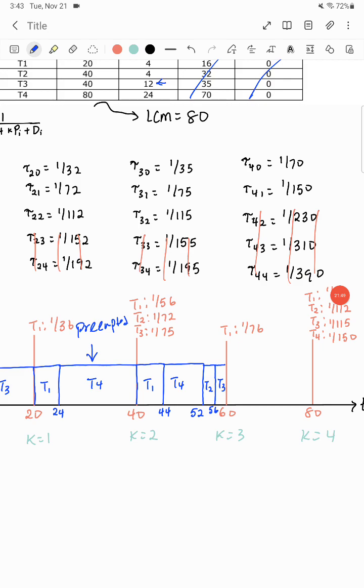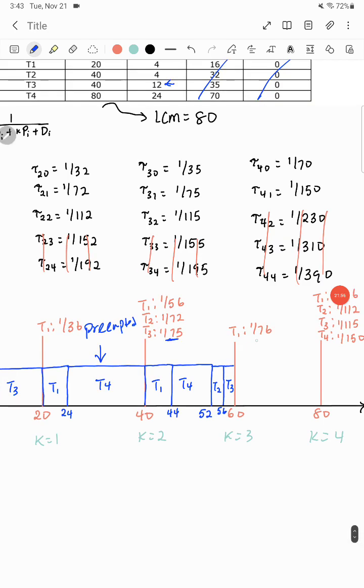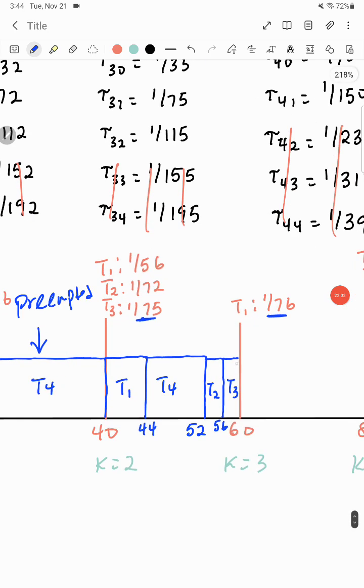So now, how do we complete it? We have 4 periods right now. How about we just continue? Because if you compare the priority levels between T3 and T1, you see that T3 has a higher priority level than T1. So we're just going to continue executing T3. Then this should be 8. So this should be 68. Yeah, this should be 68.